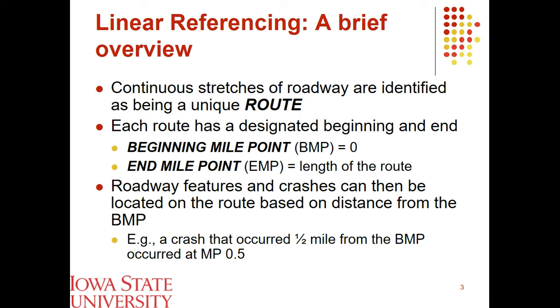Using this linear referencing scheme, we can then identify the locations along the route of certain features or events such as crashes. For instance, if a crash occurred a half mile from the beginning mile point, then that crash occurred at mile point 0.5.